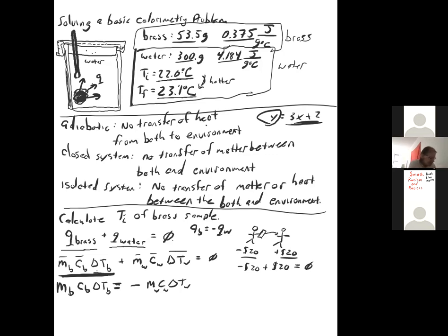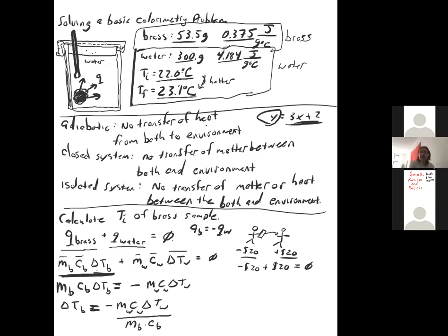Now what I'm going to do in the second step is divide both sides by the mass and the specific heat capacity of the brass. So why am I doing that? Because we're trying to find the temperature of the brass, right? So we're trying to get everything to the other side. So if you divide both sides by M and C, you get delta T equals, okay, so minus MC delta T, this is for the water, and then we're going to divide that by MC. Okay, so that's equal to that.